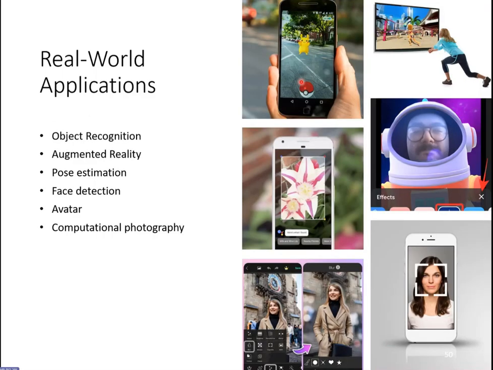Okay. Other real-world applications. So object recognition. Once you don't know what a flower is, use your camera and the app. You can use object recognition to say, oh, this is a lily or something else. Okay. And augmented reality. Who doesn't know what the game is? If you have no idea, raise your hand. If you have an idea what the game is, raise your hand. Oh, good. Most of you know it. Okay.